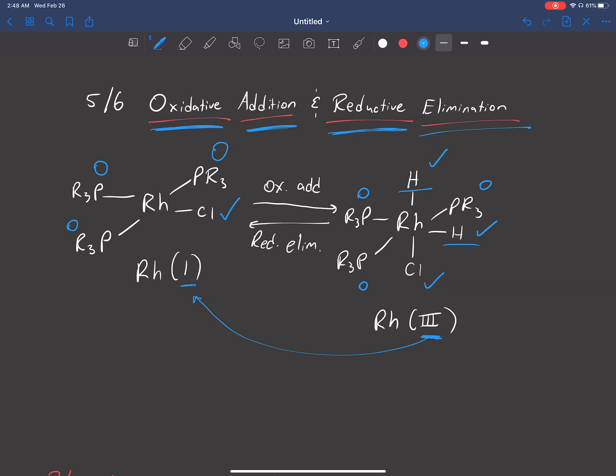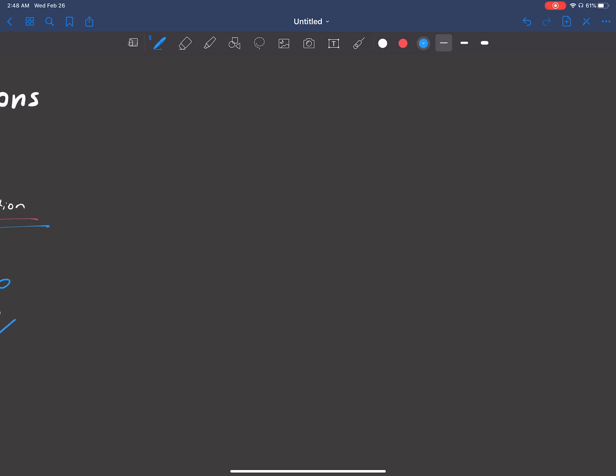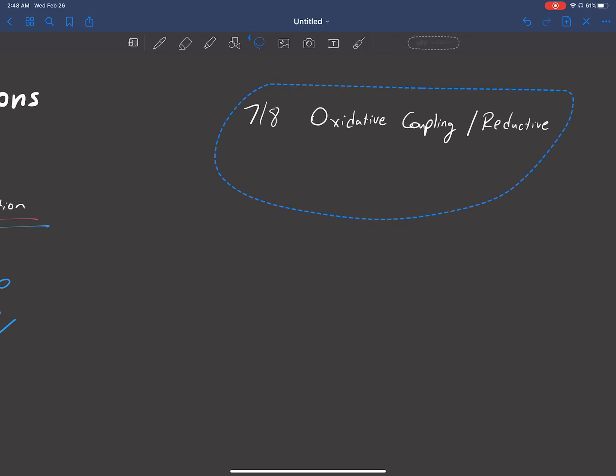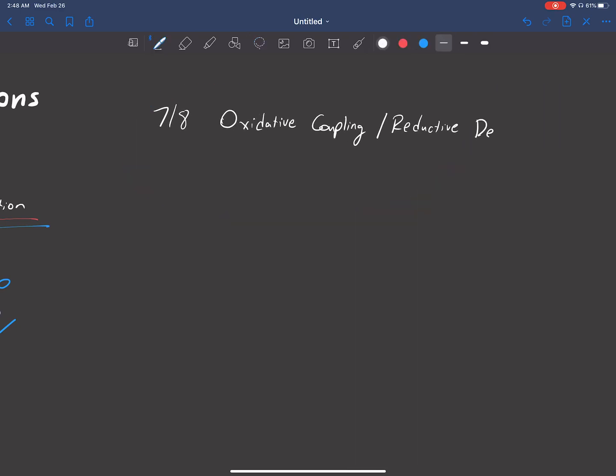Now, what about our last few? We're almost done. 7 and 8. So these are going to be oxidative, oh, don't know why I put a Q. Oxidative coupling and reductive, oh, let's make some room. Reductive decoupling.